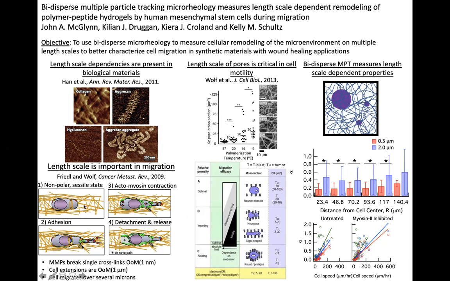Over the course of the four steps of cell migration, the cell interacts with several different length scales in the material, spanning from 1 nanometer up to several microns. Previous studies have also shown that the pore size of the network is important in cell migration, and as the pore size decreases, you get significant decreases in the cell's ability to migrate.